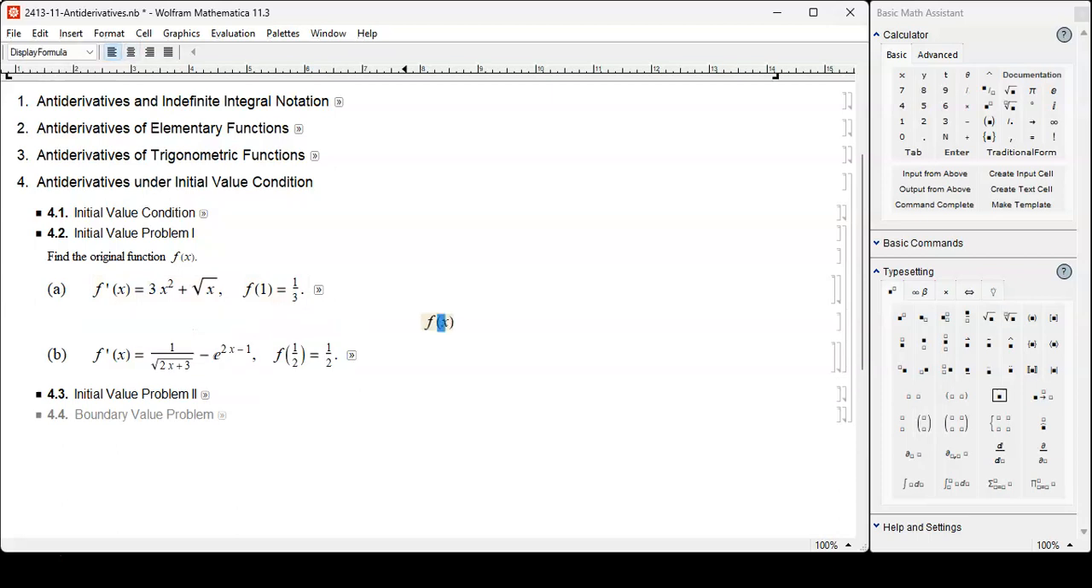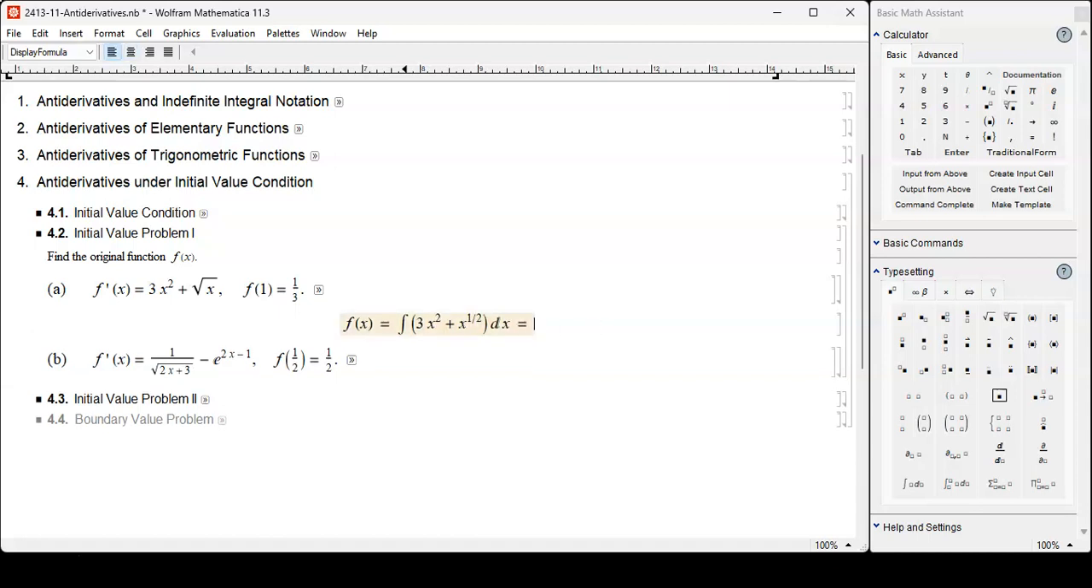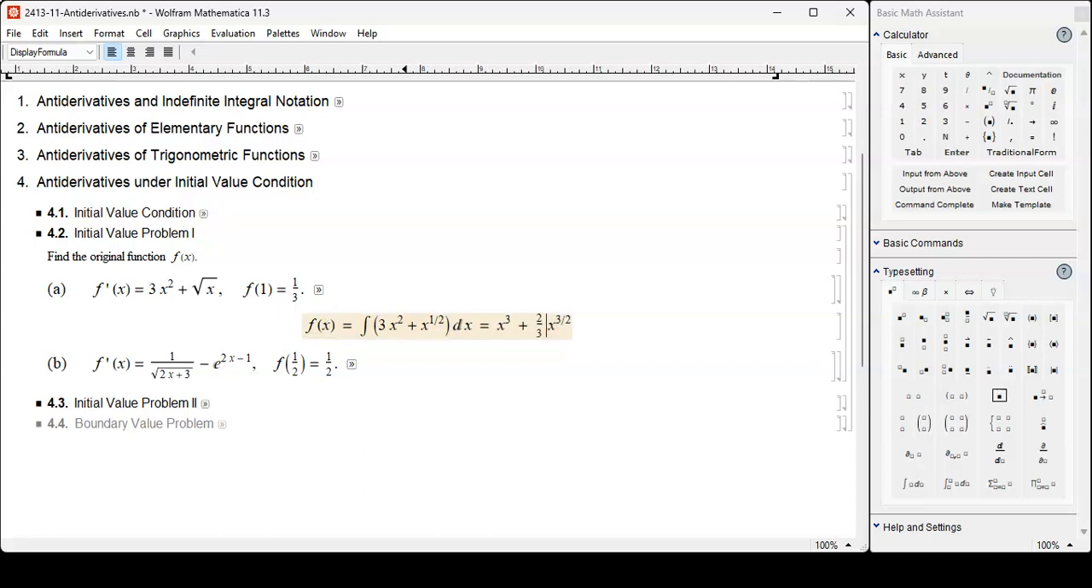So your f of x is the antiderivative of 3x squared plus square root of x. Let's rewrite this square root of x into 1/2 power. Okay, let's find out the derivative, antiderivative, excuse me. 3 was there before. X to the 3rd power and divide by 3. Okay, there you go. And then next, add 1 to the power and then divide. And then what do you have? You have plus c.